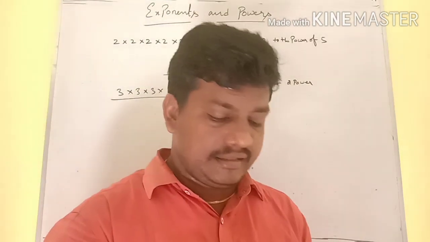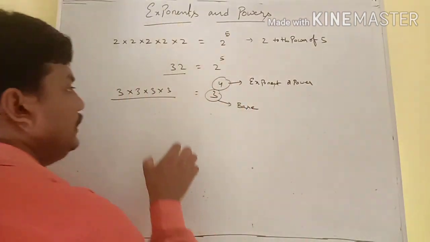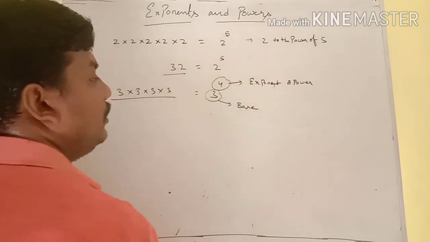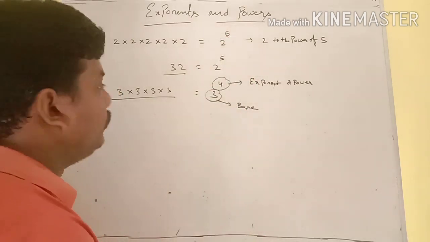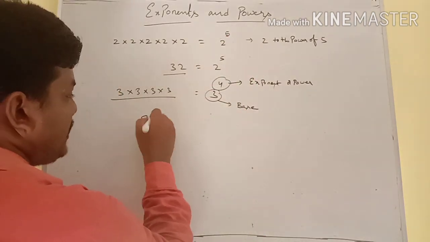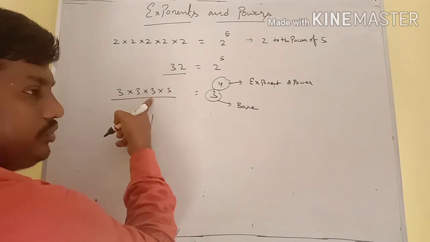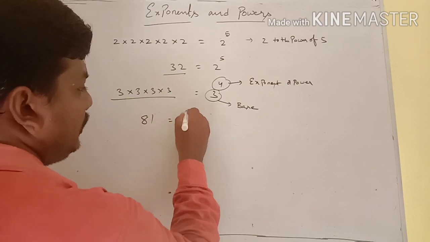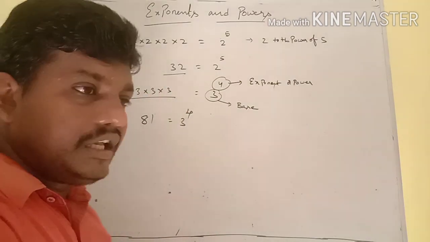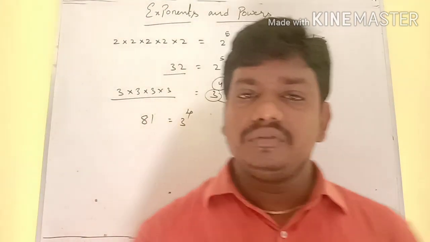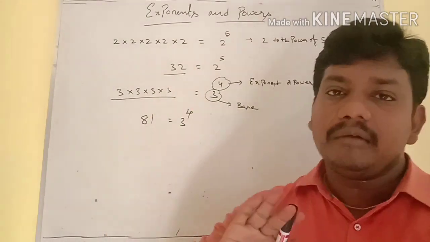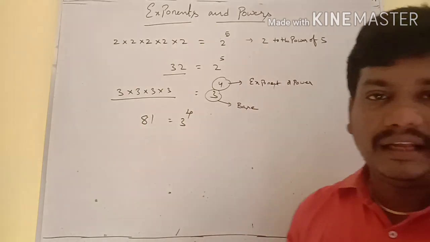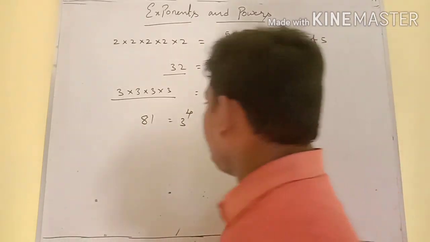Indices, okay. So 3 power 4, 3 to the power of 4, or 3 is raised to the power of 4, has the value 81. 3 3s are 9, 9 3s are 27, 27 3s are 81. This 81 can be written as 3 to the power of 4. If any number can be represented in the form of its powers, it is known as exponential form.